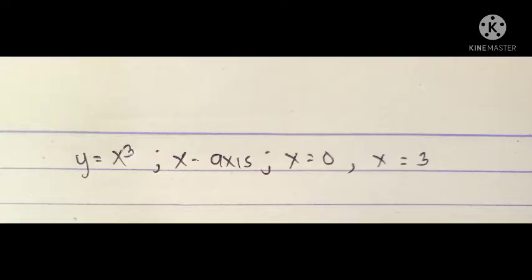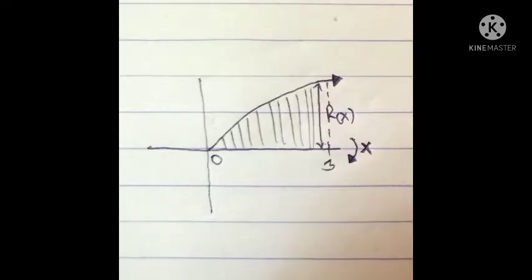So now let's say we have a function of y is equal to x cubed, and we want to find the volume when rotating this curve around the x-axis, and we want the portion of the curve where it's bounded from x is equal to 0 and x is equal to 3. When we plot the function, this is what it looks like.